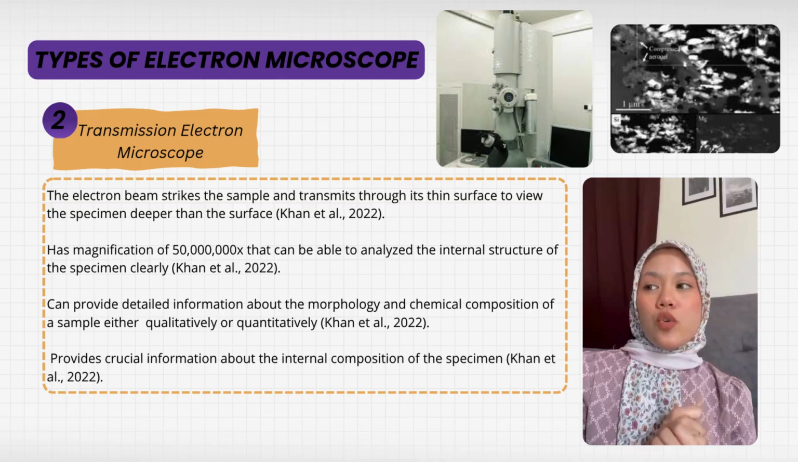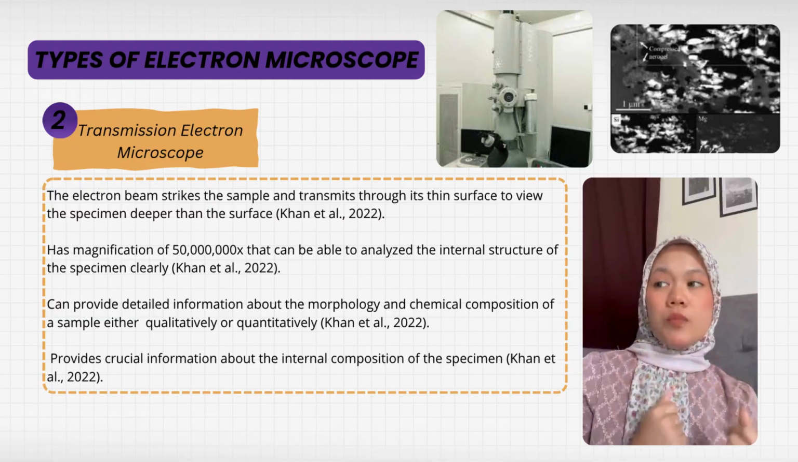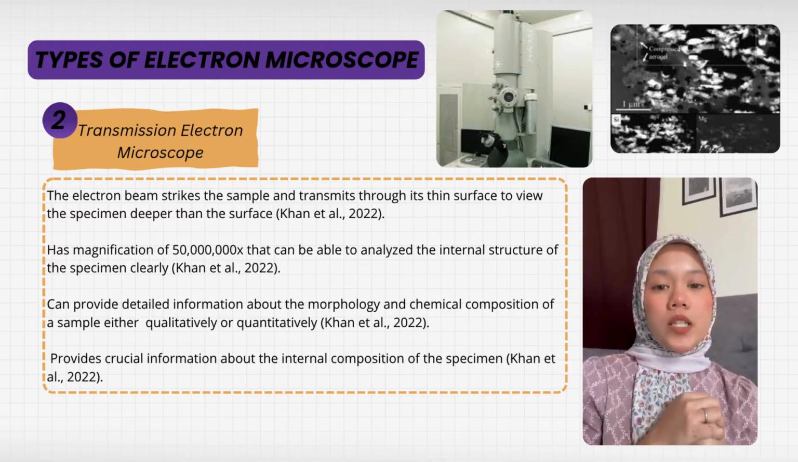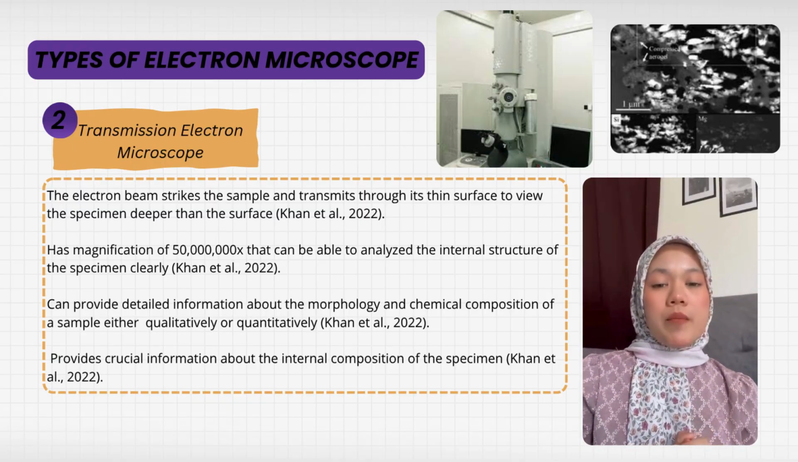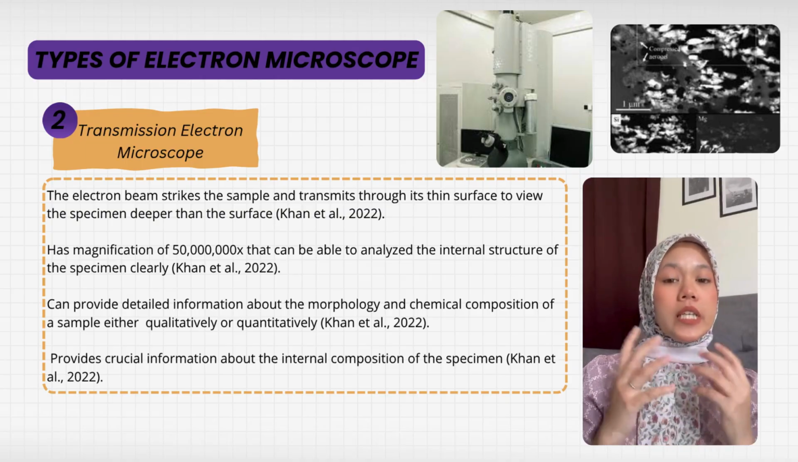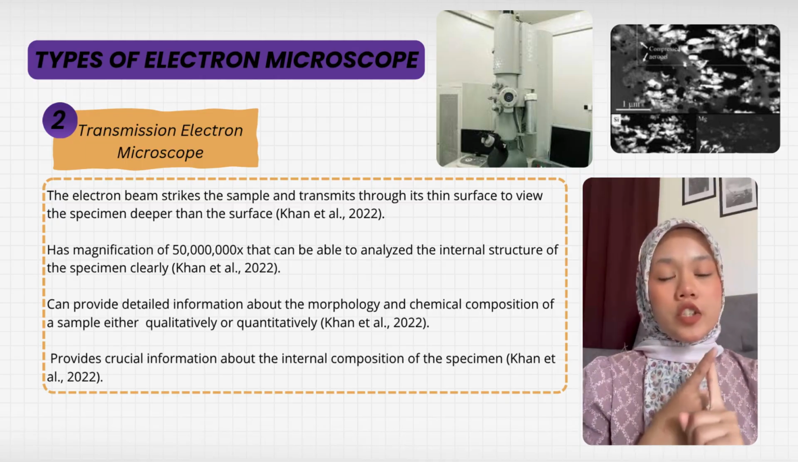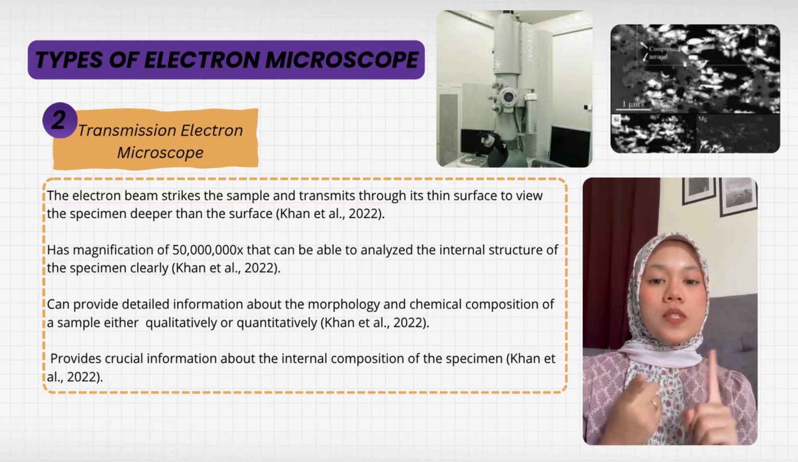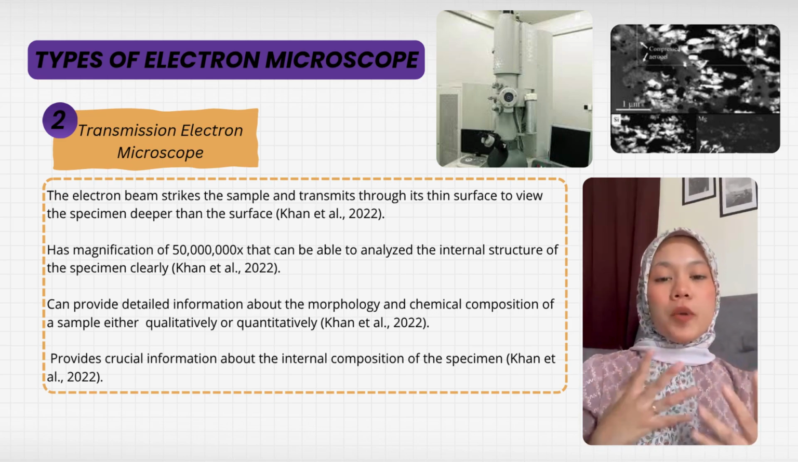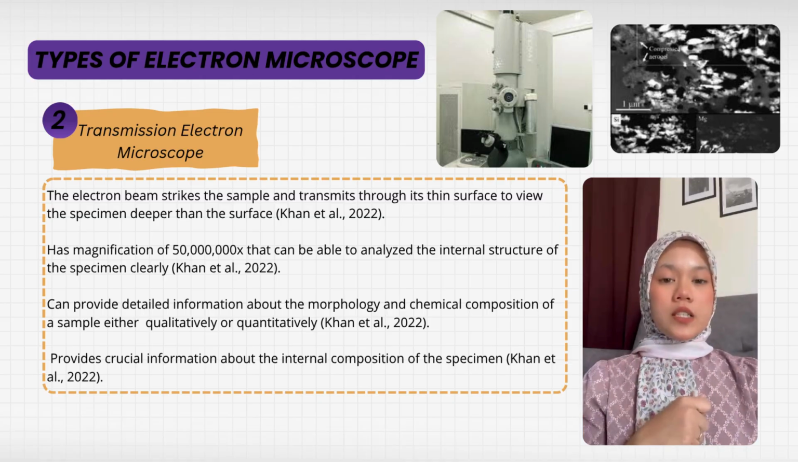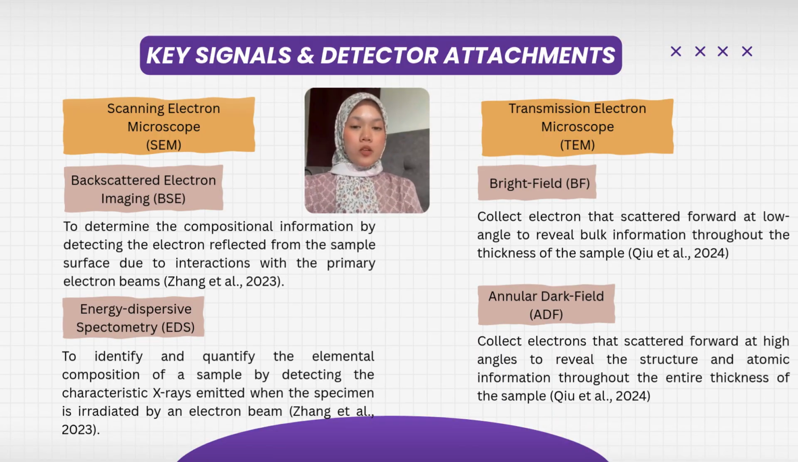Next, it also can provide detailed information about the morphology and the chemical composition of a sample, either qualitatively or quantitatively. And the last part is, it can provide crucial information about the internal composition of the specimens. Like I said before, transmission electron microscope can analyze or observe the inner part of the specimen, so it can give any type of information that we want just by using the transmission electron microscope. Now, let's move to detector attachment in electron microscope.